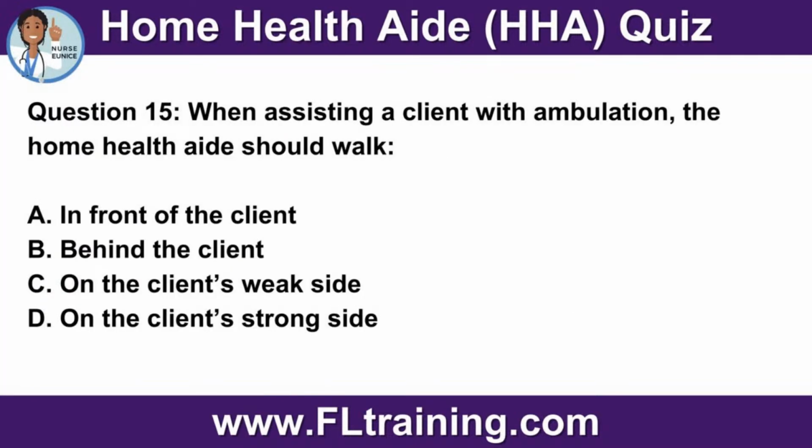Question number 15. When assisting a client with ambulation, the home health aide should walk A, in front of the client, B, behind the client, C, on the client's weak side, or D, on the client's strong side. I see some D's, I see C's, I see B's. I'll give you about 5 more seconds.